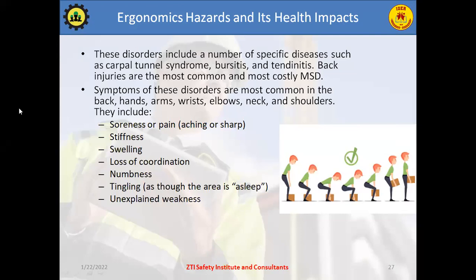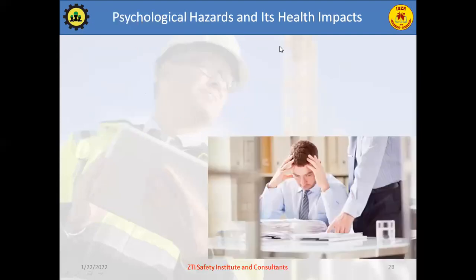Symptoms of these disorders are most common in the back. As I have explained, the most affected areas are the back, hand, arm, wrist, elbows, neck, and shoulders. They include soreness or pain, stiffness, swelling, loss of coordination, numbness, especially in the fingers, a tingling sensation as though the area is asleep, and unexplained weakness.